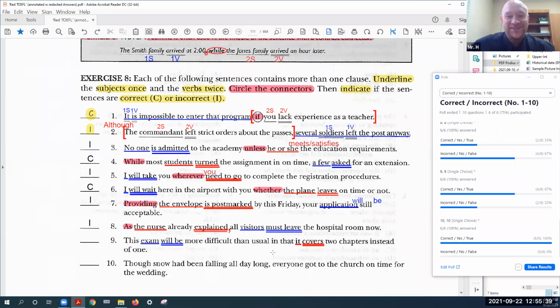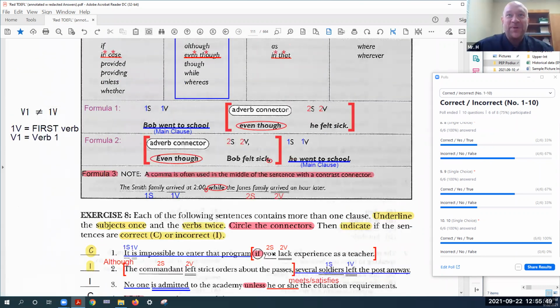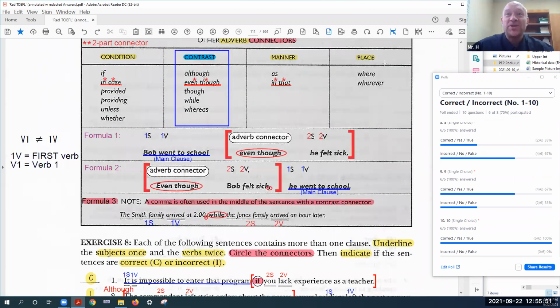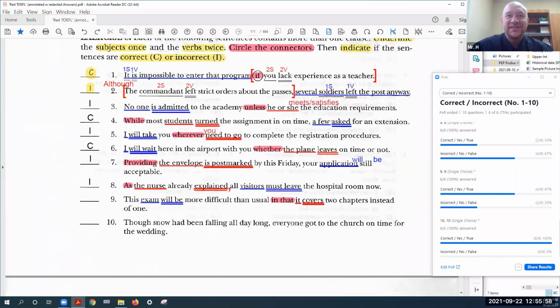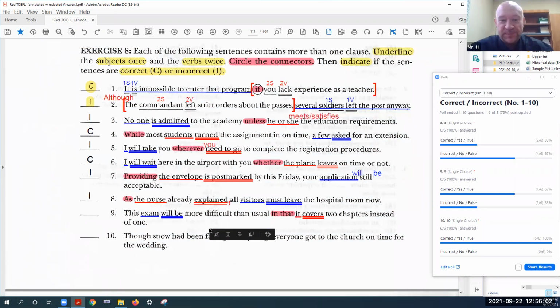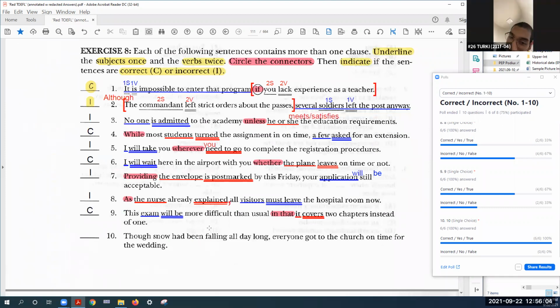Where is the connector? Find the connector. Is that a connector? Wrong. Look up here. This is why you have to learn these connectors, you see? Right there. It's a two-part connector. All right. And then, so this example is what? Correct. It is a correct example. Siraj, do the last one, number 10.